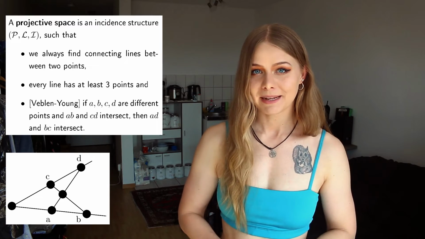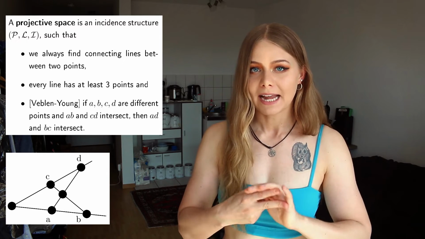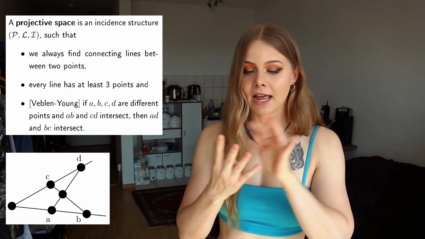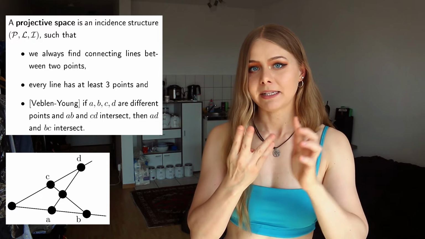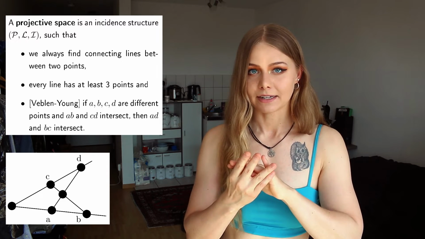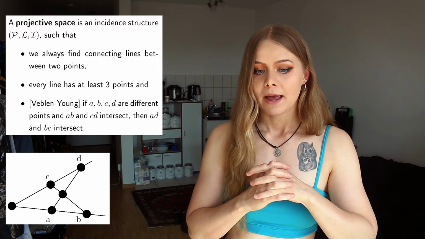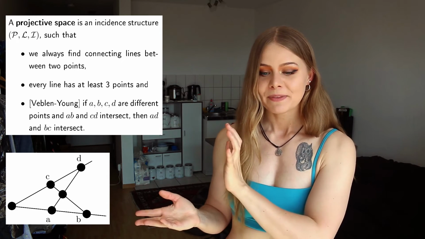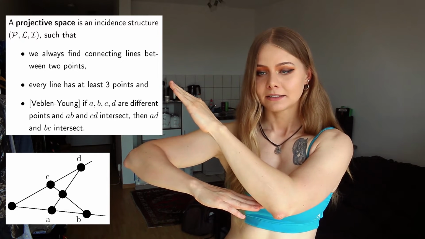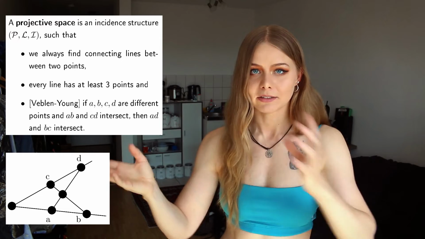So a projective space is an incidence structure such that we always find connecting lines between 2 points. Every line has at least 3 points, and if we have 4 different points, A, B, C and D, and we have that the connecting lines A, B and C, D intersect, then also A, D and B, C should intersect. And this last thing is also called the Veblen-Young axiom, and we can visualize it in a little picture. We can see that these 2 lines, A, B and C, D intersect. So we already know that we need these other lines that also have to intersect because of this axiom.